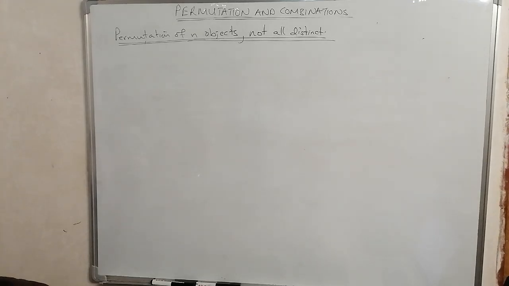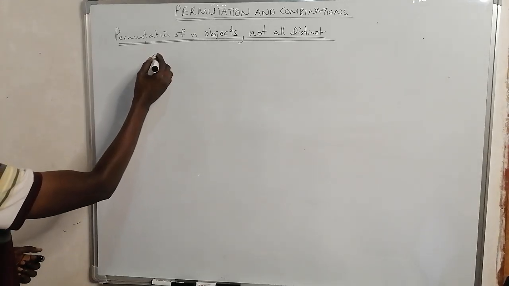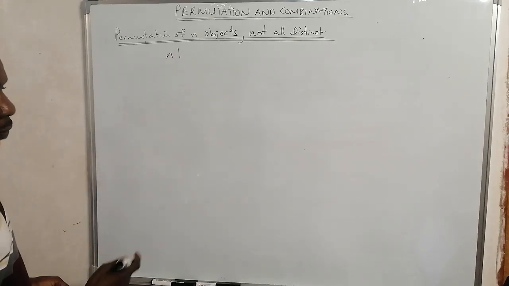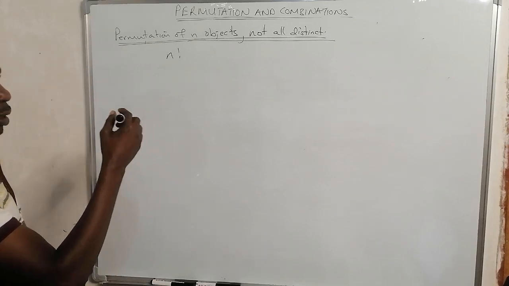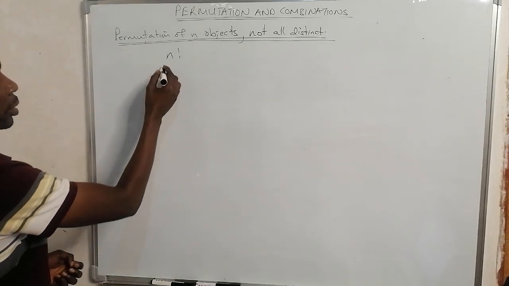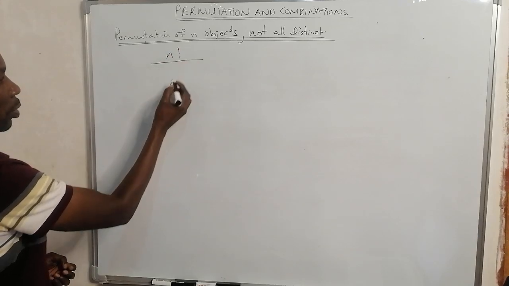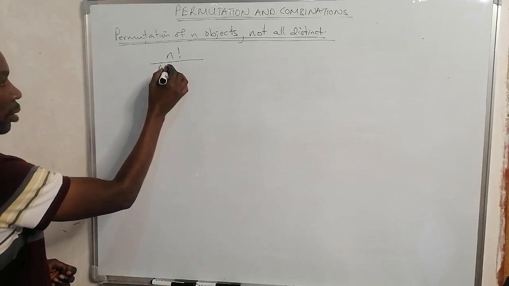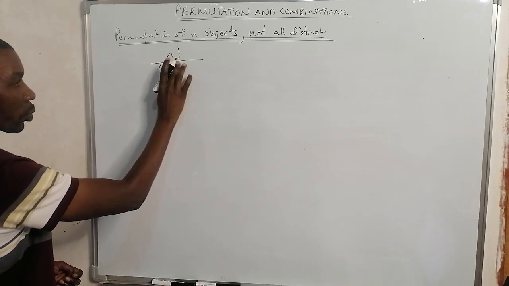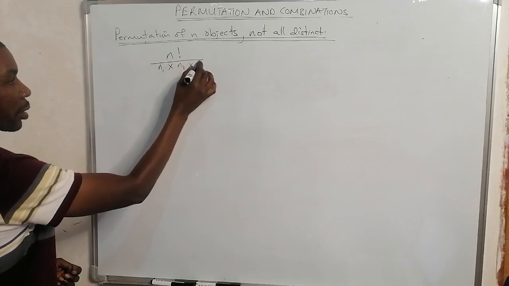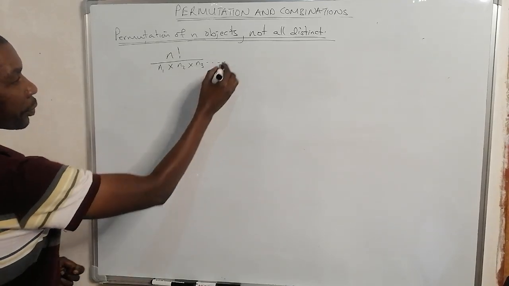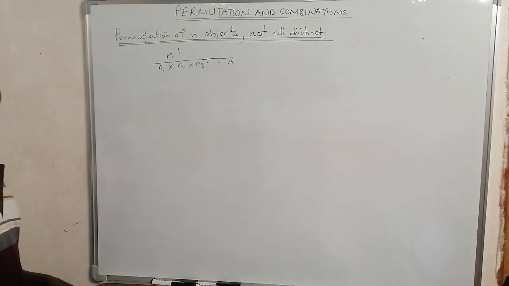In this case, let's say we have n factorial number of terms. Then we will be having those terms which are the same or which are distinct. So we are going to divide by n1 factorial times n2 factorial times n3 factorial up to nk factorial, depending on the number of terms which are the same in that question, right?